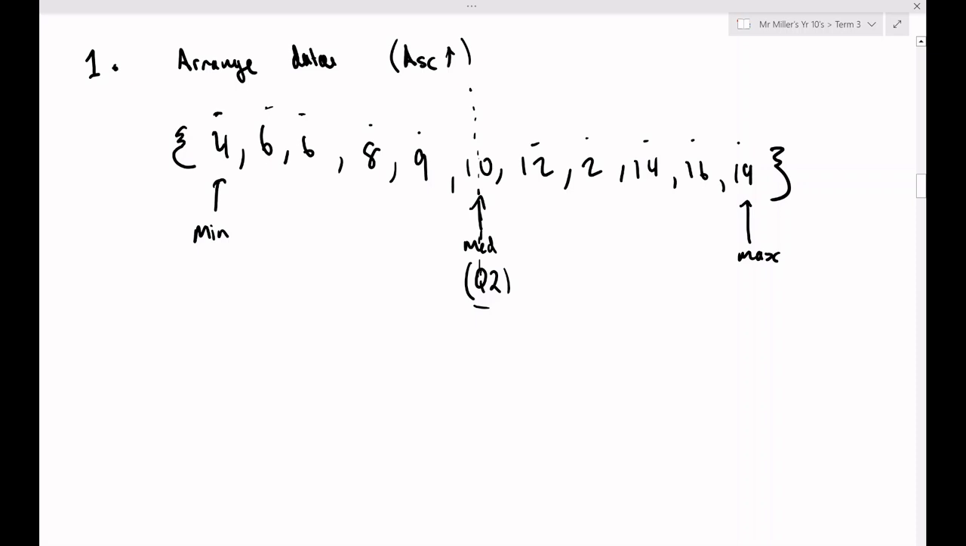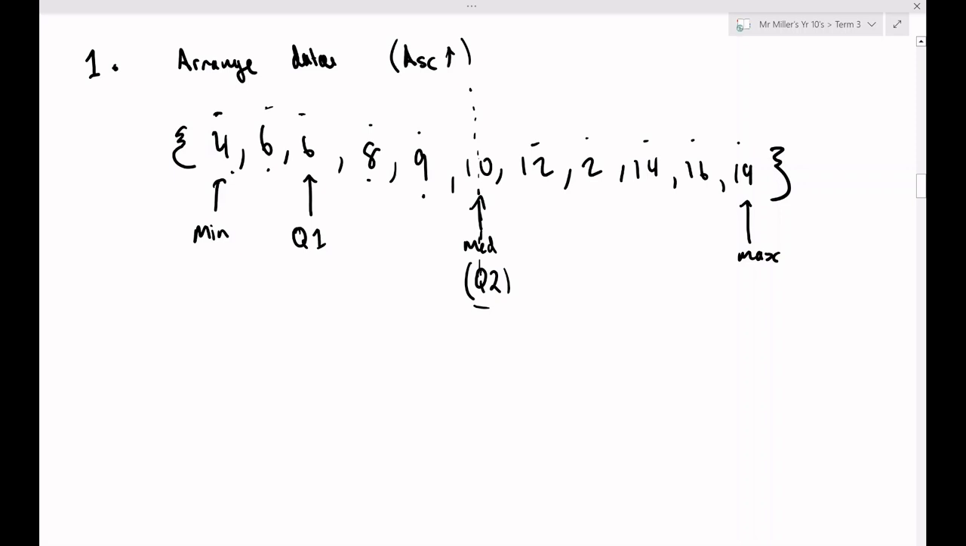So what I mean is, when I'm looking for Q1, I'm only looking at these numbers. I'm excluding that 10. Okay, and I see that out of these numbers, 4, 6, 6, 8, 9, my middle number is going to be 6. 2 on the left, 2 on the right. That's going to be my Q1, or median of my lower half.